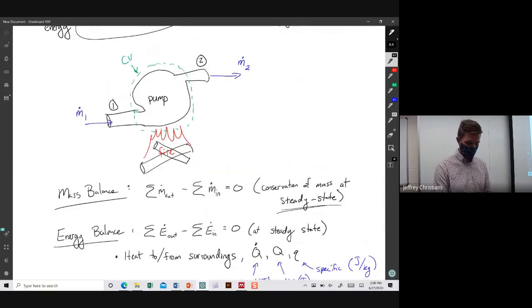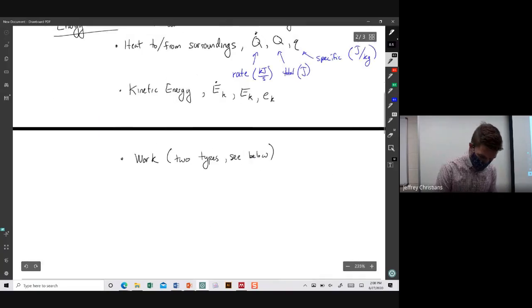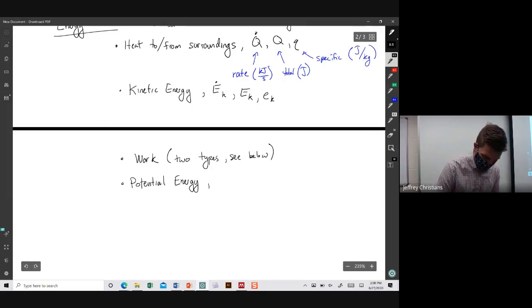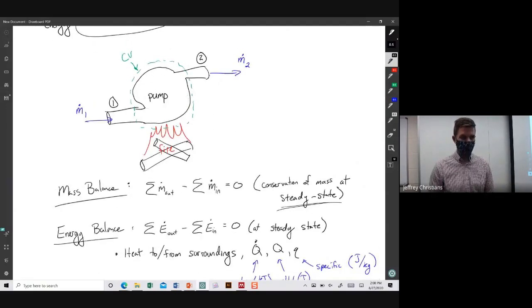Just to go quickly, we come in here at the bottom at 1 and we leave out the top at 2. What kind of energy changed? We go in low and come out high. We change in potential energy. So we're going to have potential energy. Okay, any other kind of energy?